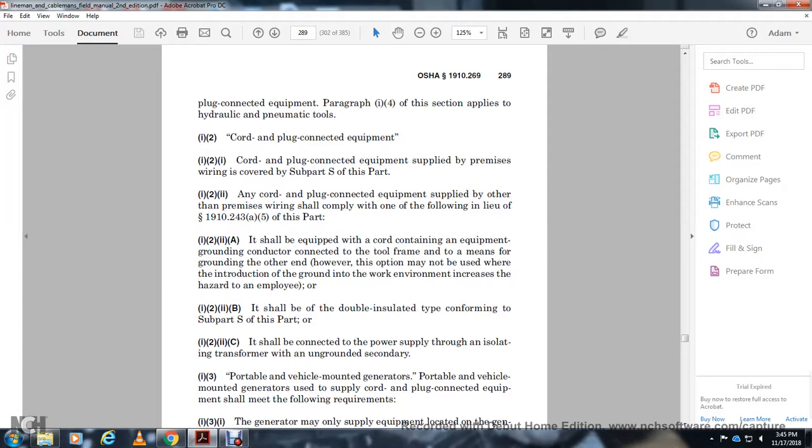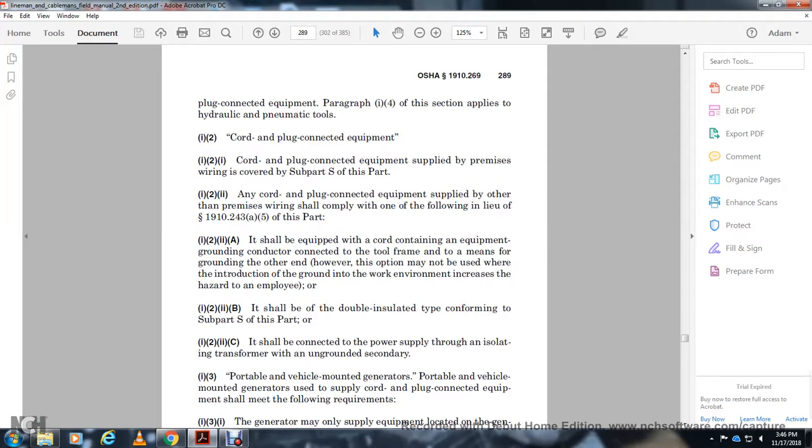Cord- and plug-connected equipment supplied by premises wiring is covered in subpart S of this part. Any cord- and plug-connected equipment supplied by other than premises wiring shall comply with one of the following: it shall be equipped with a cord containing an equipment grounding conductor connected to the tool frame and with a means for grounding the other end. However, this option may not be used where the introduction of the ground into the work environment would contribute to the hazards to the employee. Or it shall be of the double insulated type conforming to subpart S of this part. Or it shall be connected to the power supply through an isolating transformer with an ungrounded secondary.